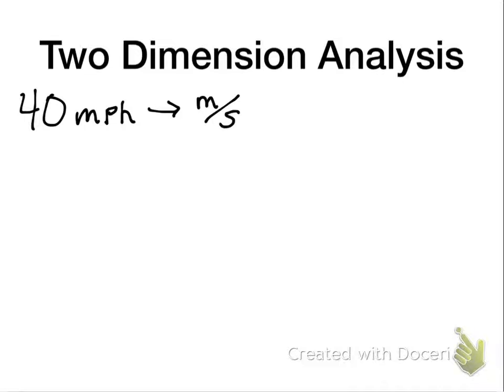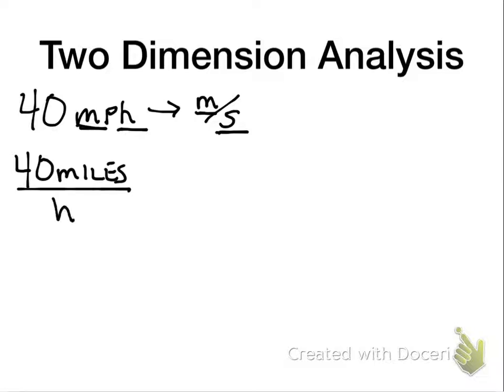The reason for that is you're going from miles in your distance dimension into meters, and hours in your time dimension into seconds. So this involves two dimensions. We have a distance dimension and we have a time dimension. So setting up this problem, always begin with what you know. We know that we have 40 miles in an hour.